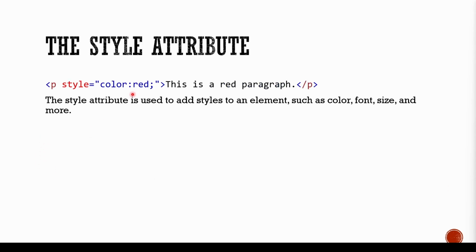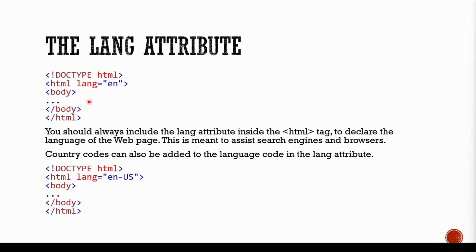Then we have the style attribute. This style attribute is used to add style to an element such as color, font size, and more. So if you write font and then give 20 pixel, it's going to show the font in 20 pixel. Then we have the lang attribute that you have already seen in the previous video. You should always include the lang attribute inside the HTML tag to declare the language of the web page. This is meant to assist search engines and browsers. Country codes can also be used. You can use the lang attribute like this.